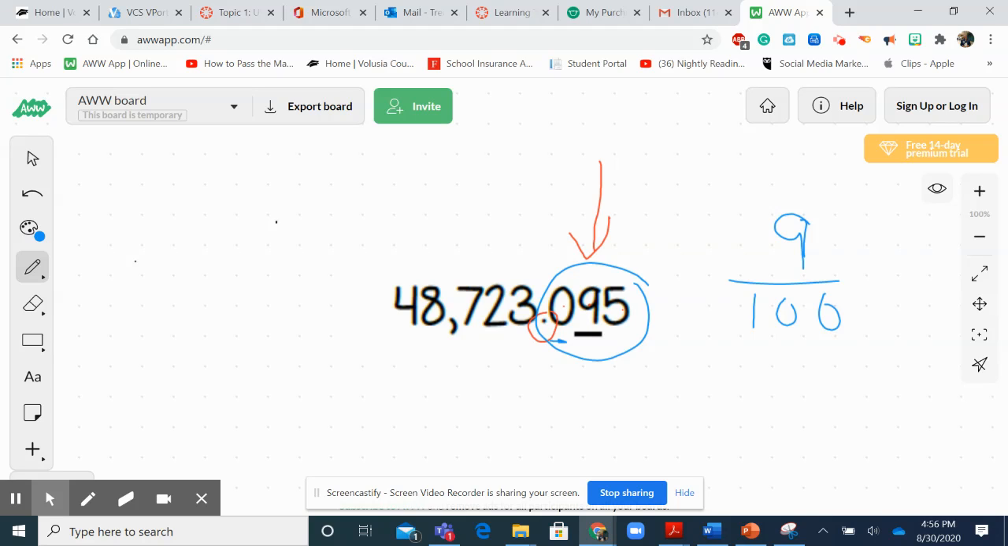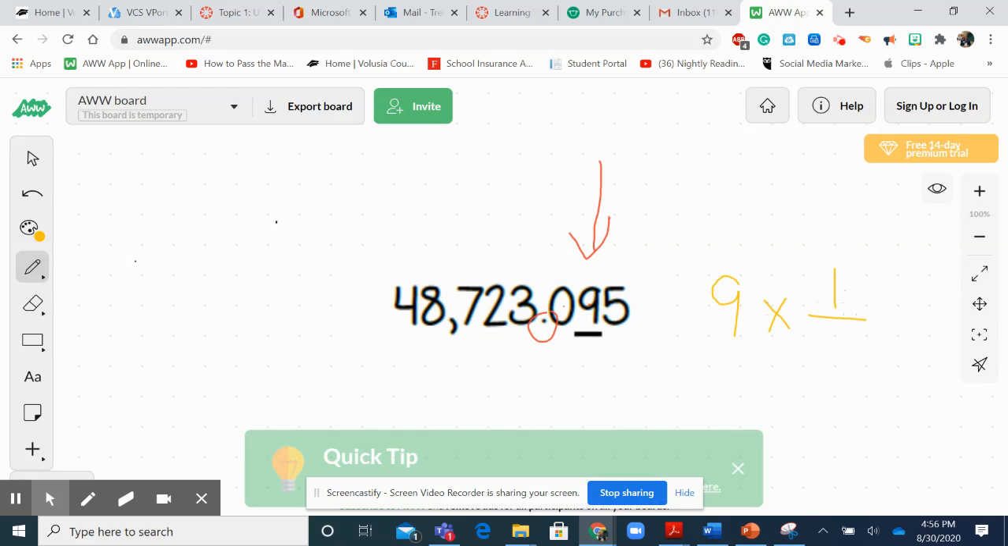Next, our last way to write this number would be in a mixture of a fraction and a multiplication problem. So again, we know the place is in the hundredths. So we're going to take our number, which is 9, and we're saying that if we multiply it times 1 over 100, we would get 9 over 100, which would be another way to write it. So those are the 3 ways.